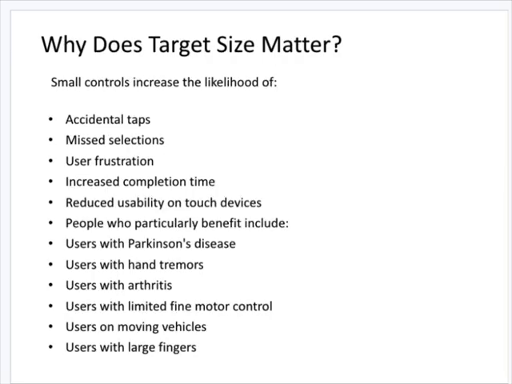Why does the target size matter? Because small controls increase the likelihood of accidental taps, missed selections, user frustration, increased completion time of tasks, and reduced usability on touch devices. People who particularly benefit include users with Parkinson's disease, with hand tremors, people with arthritis, users with limited fine motor control, users on moving vehicles, and users with large fingers.